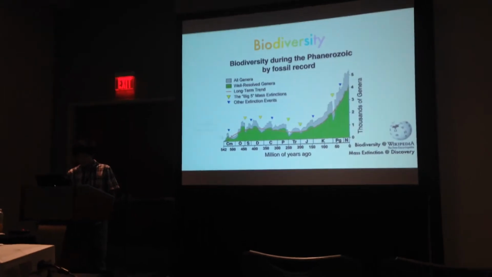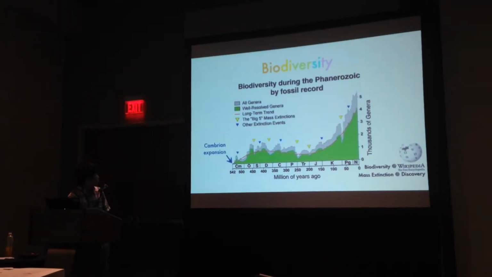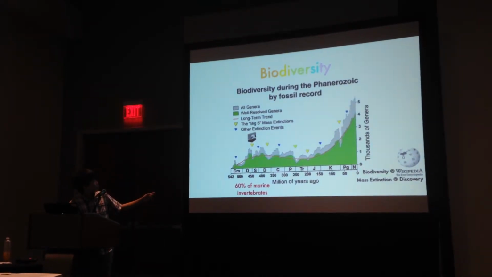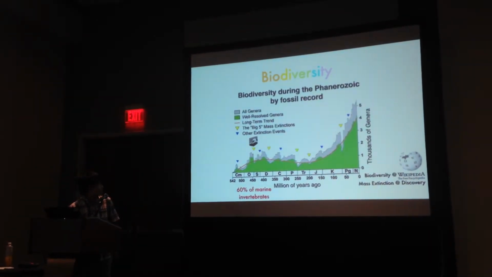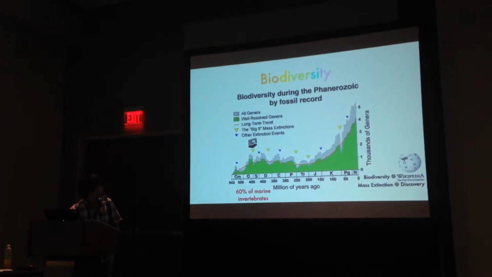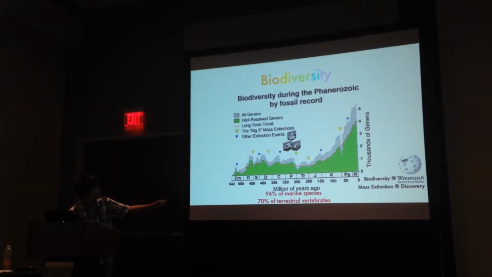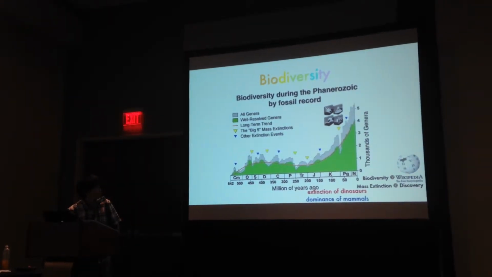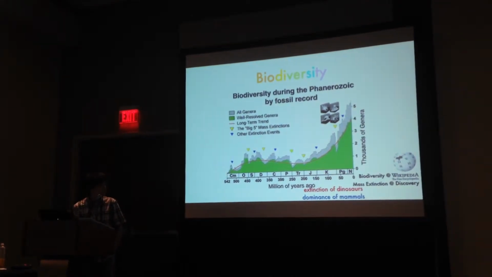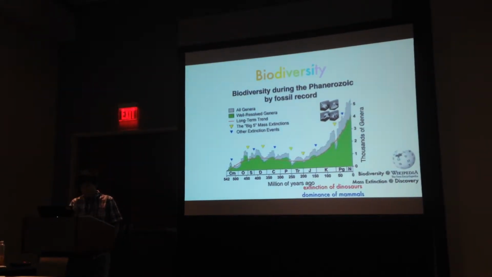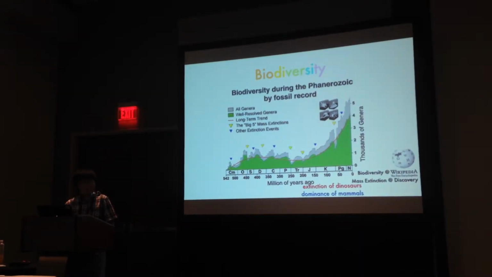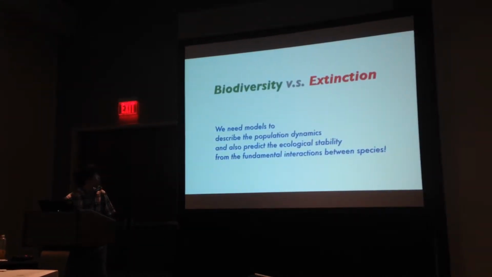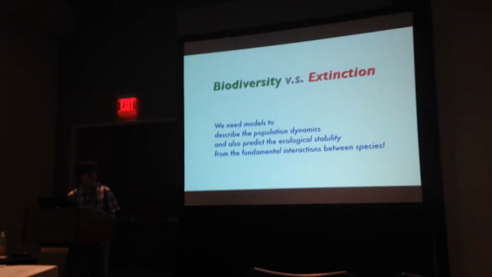From fossil records after the Cambrian expansion, we know that there have been 5 mass extinctions. The first one caused 60% of marine invertebrates to die, the third one is the largest, and the last one caused the dinosaur extinction and led to the dominance of the mammals. After that, we still have biodiversity, so we can ask about it.